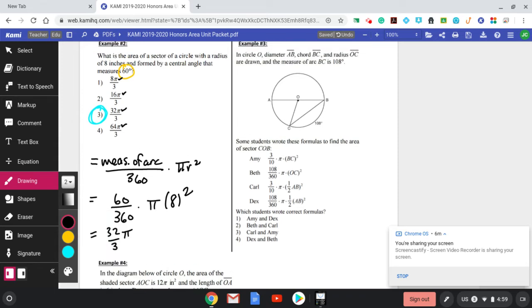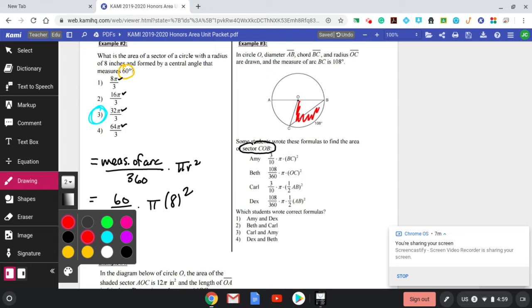All right, we got the measure of the arc BC is 108. And we're looking for, some of the students wrote formulas to find the area of sector COB. So sector COB again is going to be this entire sector right here, that entire slice of pie or piece of pizza right there. Which students wrote the correct formulas? All right, let's go through each student now and see if they did it correctly.